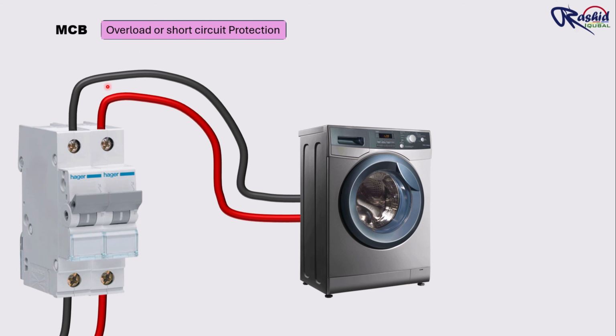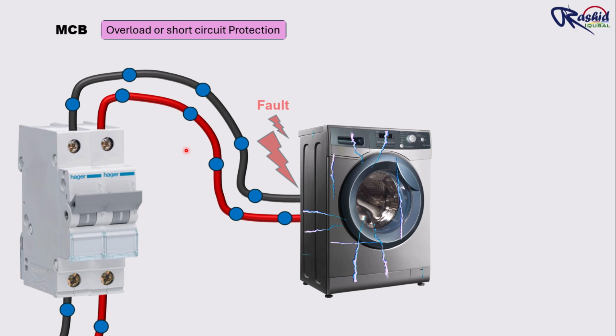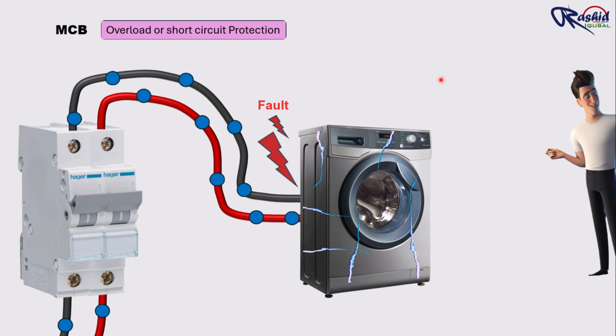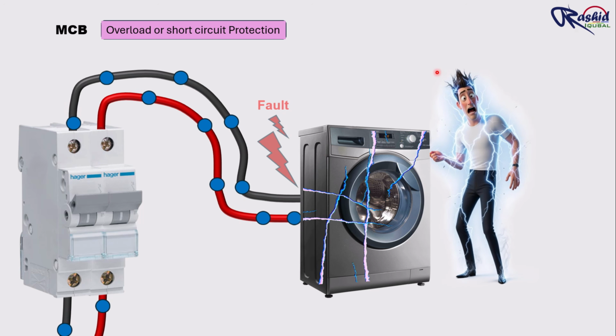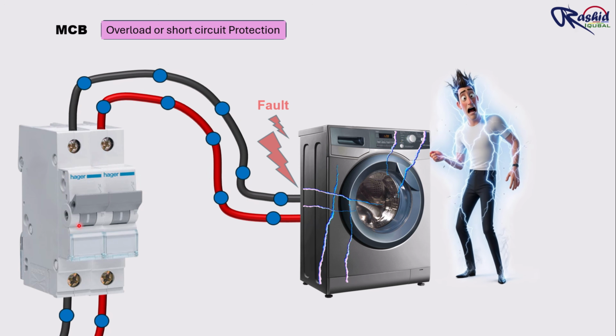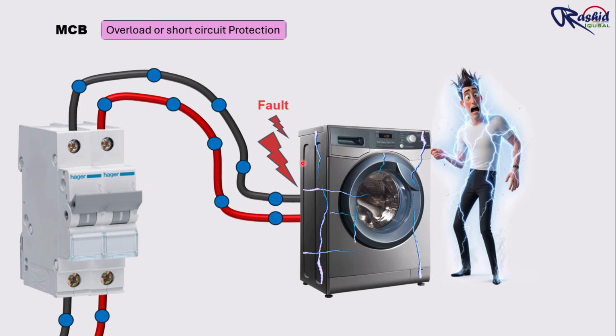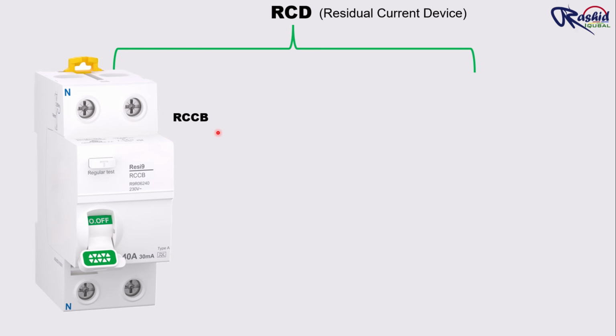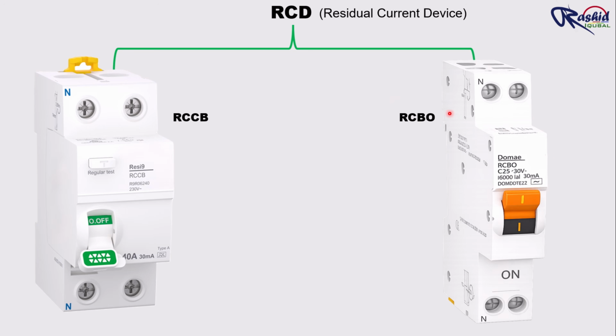But here is the important question. Can an MCB protect a person from electric shock? The answer is no. It will not protect from electric shock. The problem is that this leakage current is usually too small to trip an MCB. So the question is, how do we protect ourselves from this type of fault? This is where the residual current device, or RCD, comes into the picture. And the two most commonly used types of RCDs are RCCB and RCBO.